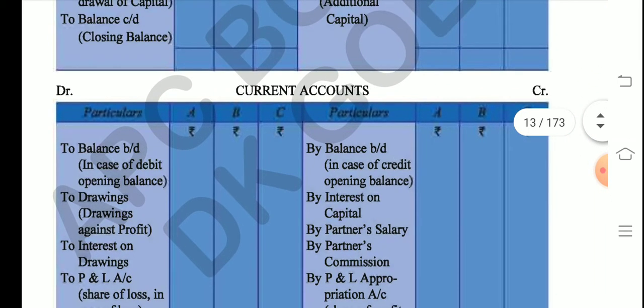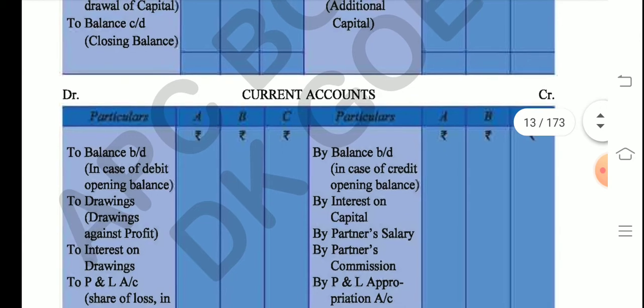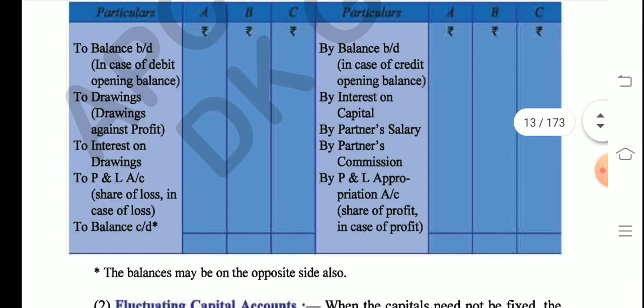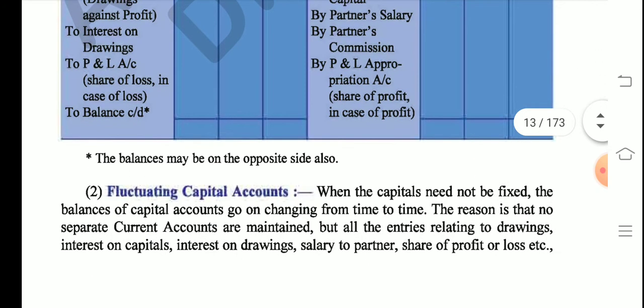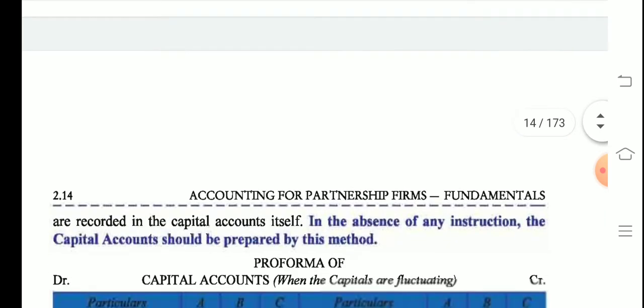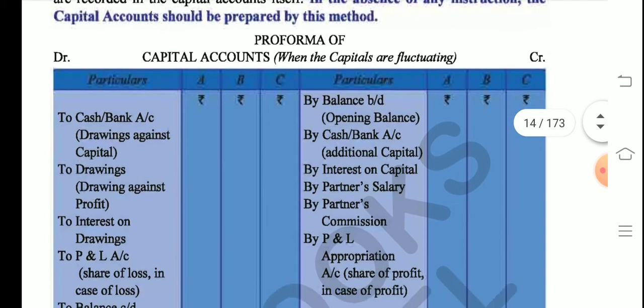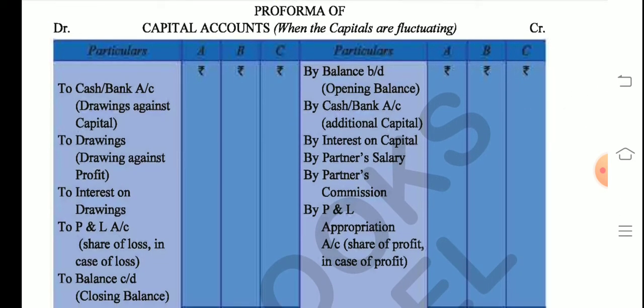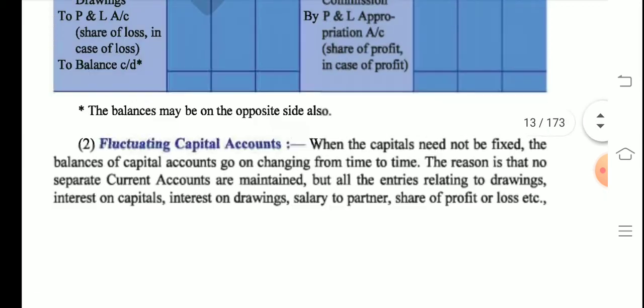So remember students, under fixed capital accounts we prepared two accounts: capital account and current account. Now I'm going to give you a trick to learn it. Under fluctuating capital accounts, the name here actually confuses a student. Fluctuating, you might think that two accounts are drawn. No, for fluctuating only one account is drawn, and that account is known as capital account. And now you will be surprised to see that this capital account is basically the summation of these two accounts.